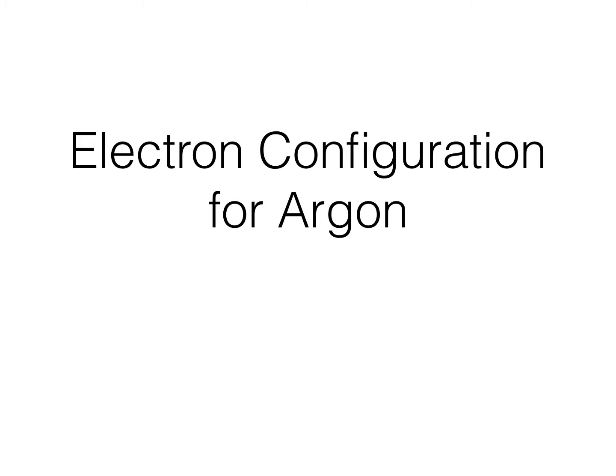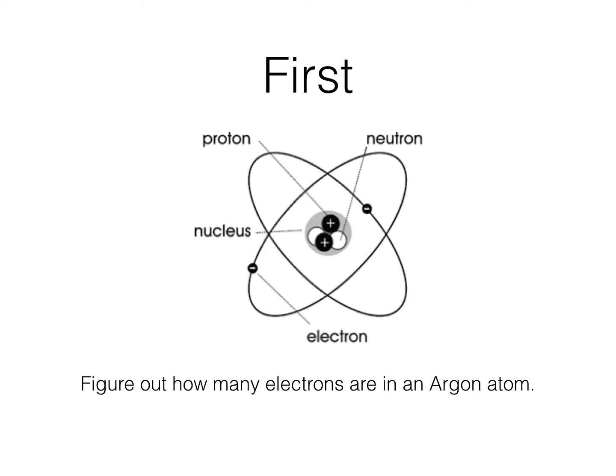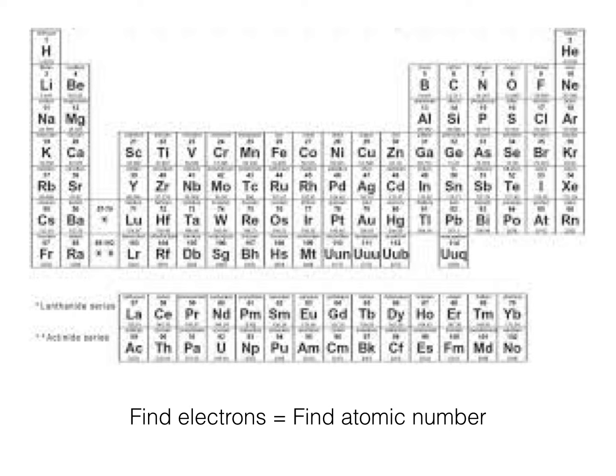This presentation will be the electron configuration for the element argon. First, we need to figure out how many electrons are in an argon atom. To figure out how many electrons are in an argon atom, we have to find the atomic number of argon.